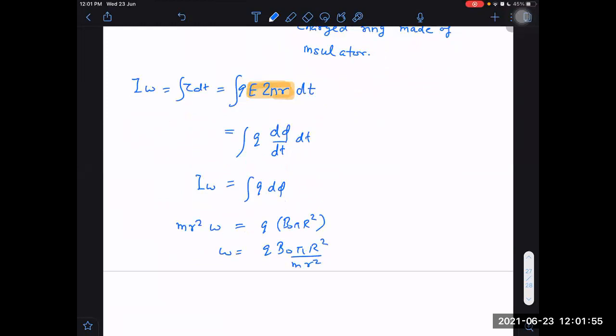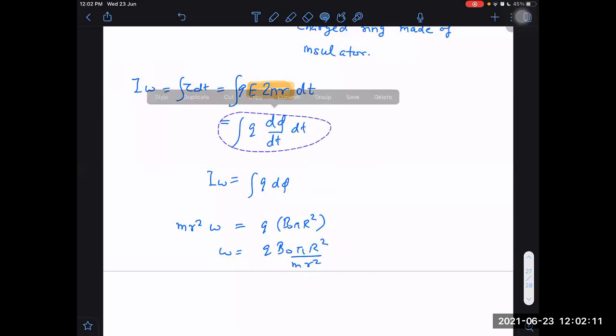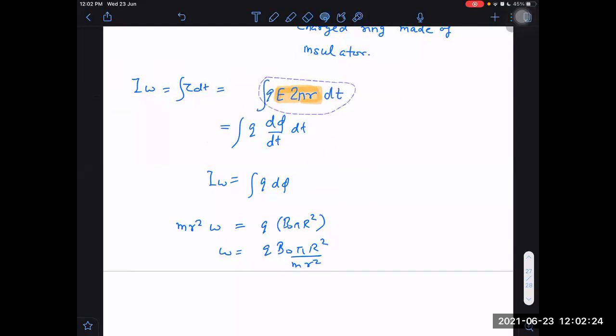Sir, doubt, sir. Why 2 pi r, sir? Capital R only, sir, for a single particle. Force into perpendicular distance. Force is QE. Perpendicular distance is R. Oh, 2 pi r is wrong here. Then d phi by dt will not come. Sorry, by 2 pi we need to do.